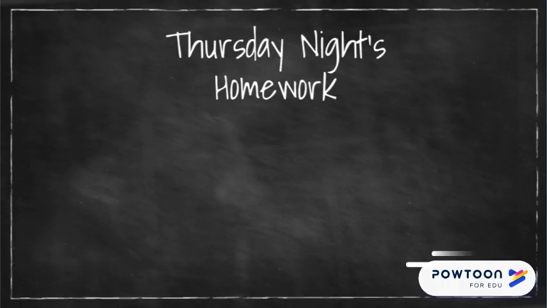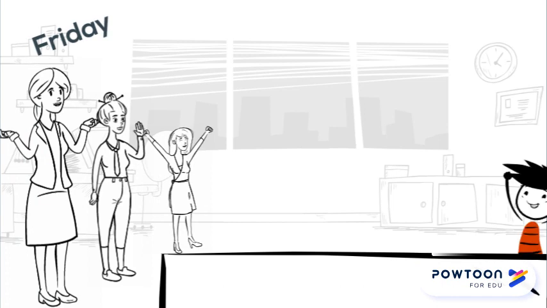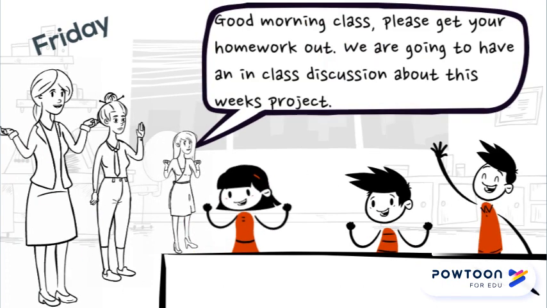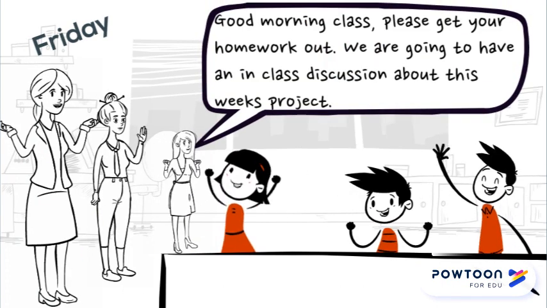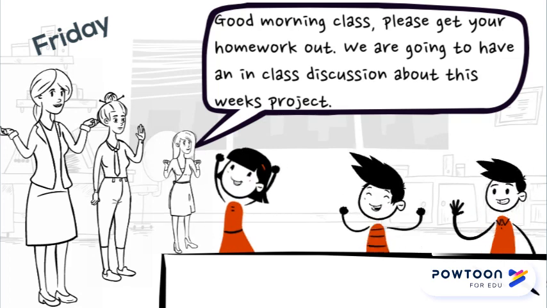Thursday night's homework will be to create a Venn diagram comparing plant respiration and cell respiration. Although some groups may not have finished presenting, we still want the students to think overnight about what they have learned for the day. Friday, let's finalize any final presentations and go over our homework. We're going to have a class discussion about what you guys thought about this week's project.